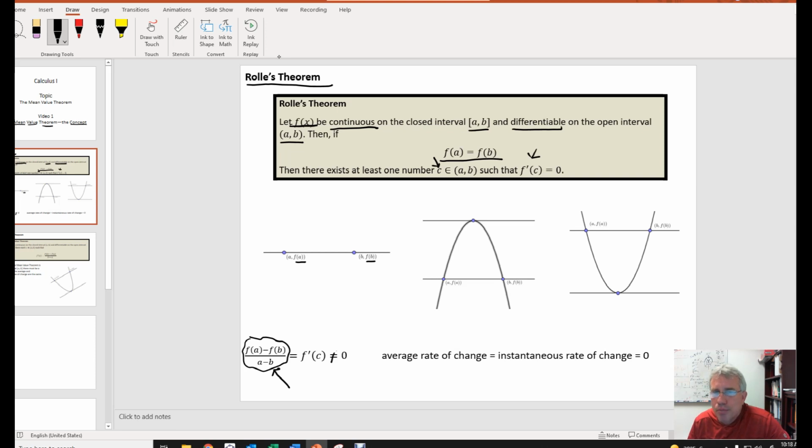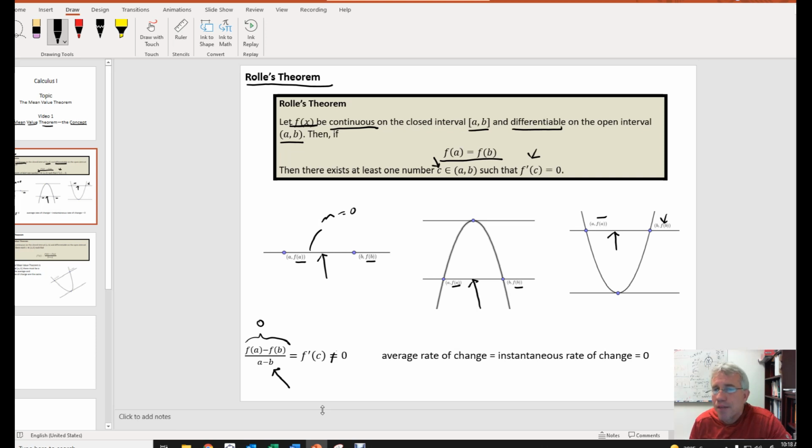So what Rolle's theorem is really saying, hey, if f of a equals f of b, then this numerator in the average rate of change calculation is going to be 0. So Rolle's theorem really says, suppose you have f of a equaling f of b. Then when you calculate the slope of the secant line between those 2 points, the slope of the secant line is going to be 0.